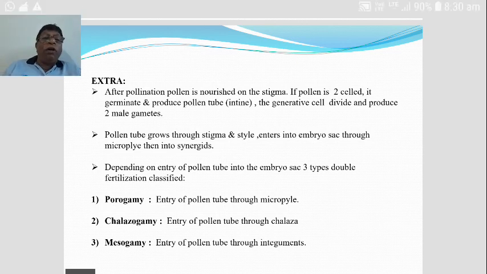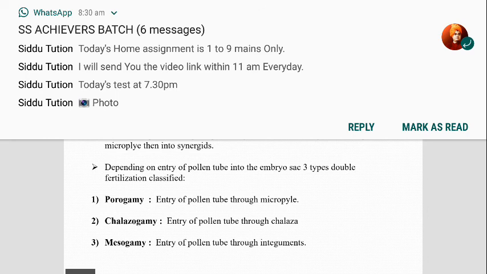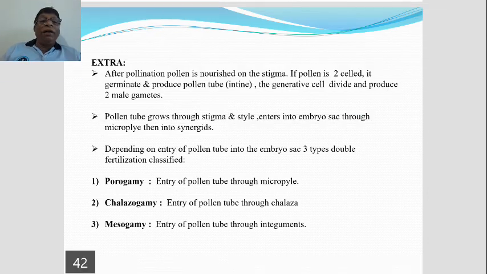Depending on the entry of the pollen tube into the embryo sac, the fertilization is classified into three types. Of course, this is not mentioned in your textbook. Porogamy. What is porogamy? Poro means opening. So, if the pollen tube enters through the micropyle, fertilization takes place, then it is called porogamy. That is, entry of the pollen tube into the embryo sac through the micropyle is called porogamy. It is the common type.